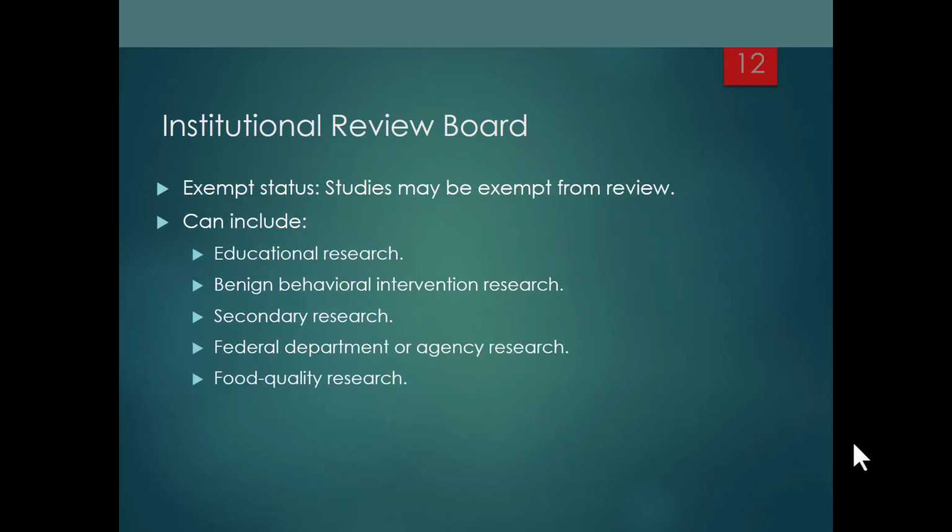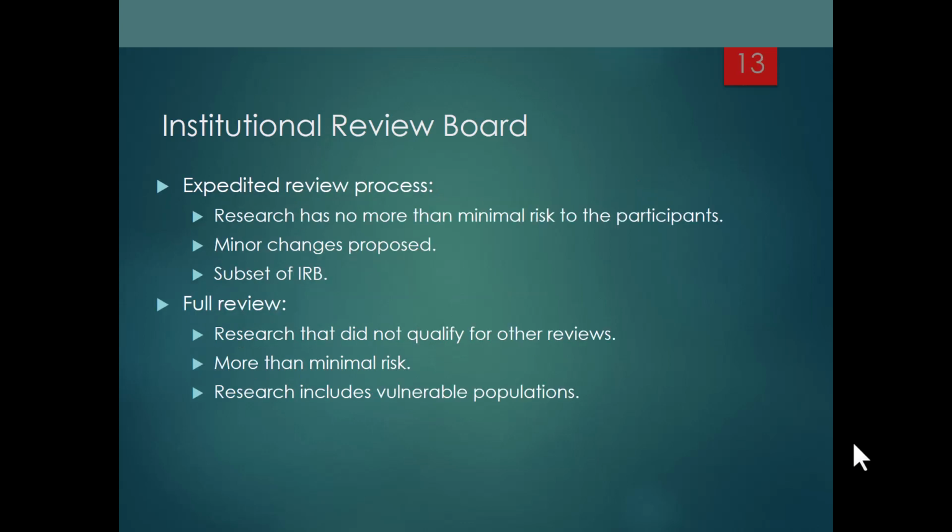Here are studies that can be exempt from a review: educational research, benign behavioral intervention research, secondary research, federal department or agency research, or food quality research. So usually if your research does not involve participants from a vulnerable group and you follow all the guidelines, you would probably just get an exemption. Research that is not exempted from review may be considered for expedited or full board review.